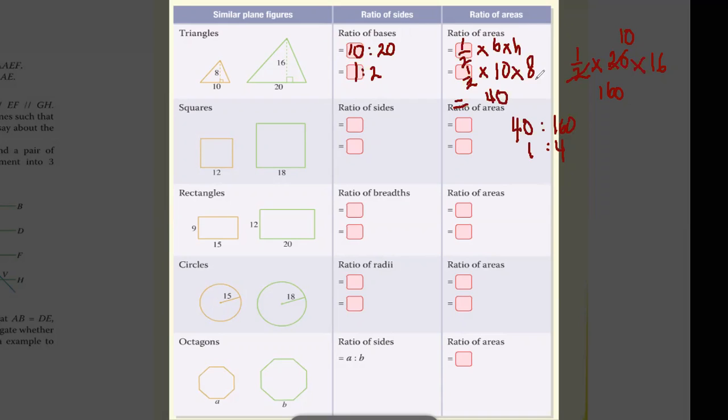Okay, so after you find the area of both triangles, you can compare the ratio. So the ratio of areas of the triangles is 1 to 4. Okay, so you go like this, continue to the squares, rectangle, circle, and octagons. I give you 5 minutes. After this, we're gonna discuss together. All of them.